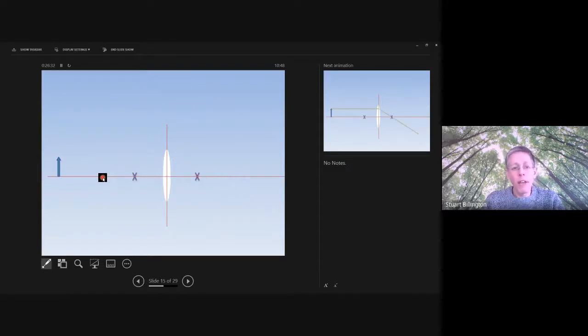If you get closer, however, you can see that this center ray starts to become steeper and steeper and steeper, which means that it takes longer and longer and longer for this crossing point to arrive. And we get this enlarged arrow.